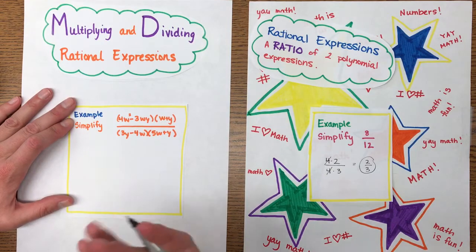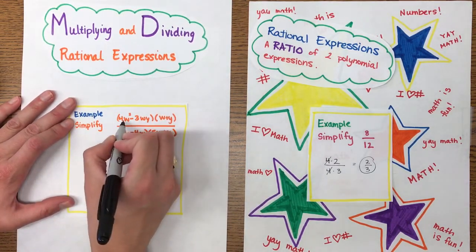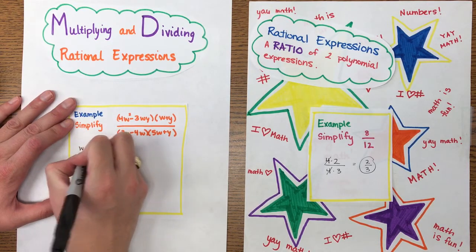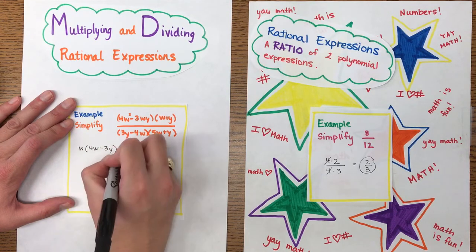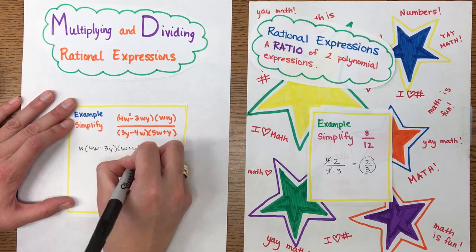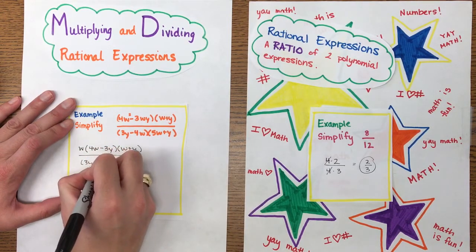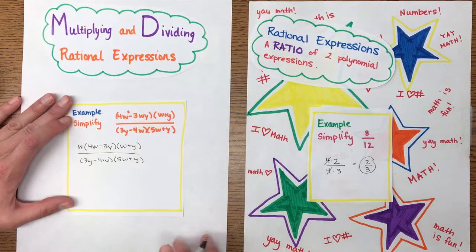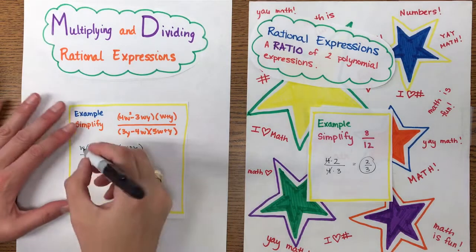I first want to start by factoring. So when I simplify, step 1 is factor. So in the numerator, I see this term has a common w, so I can pull out a factor of w, and I get 4w minus 3y times w plus y divided by 3y minus 4w times 5w plus y. Right now, I don't see anything that can cancel out, but I do see something interesting.